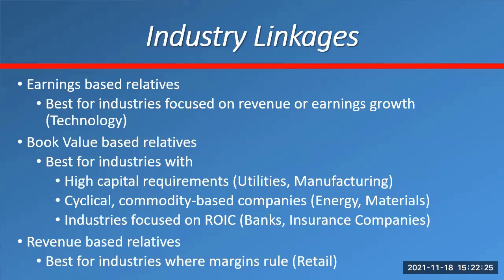All right, so earnings based, you remember we talked about growth stocks? Growth stocks like earnings based. So if I'm looking at tech stocks, I'm probably going to use EV to EBITDA. It's going to be the most likely thing, or PEG ratio. PEG ratio is pretty popular. Book value based is a little more complicated.